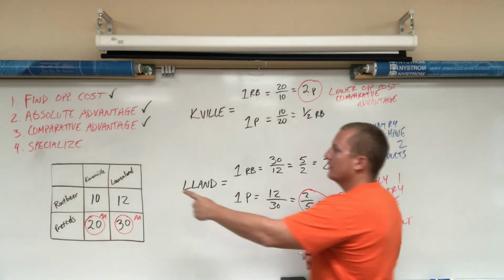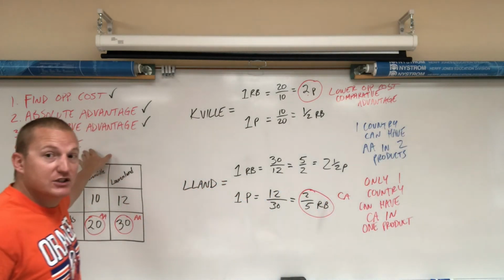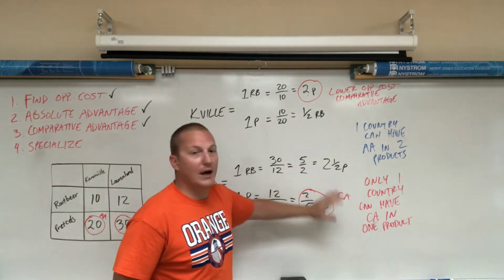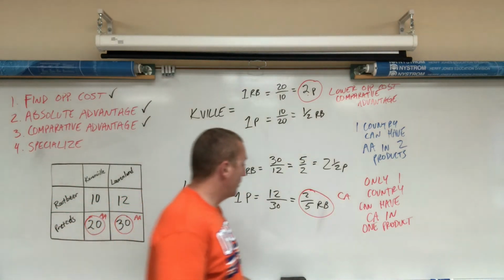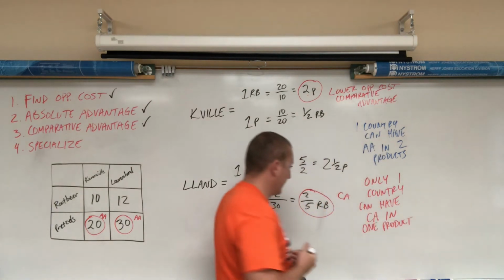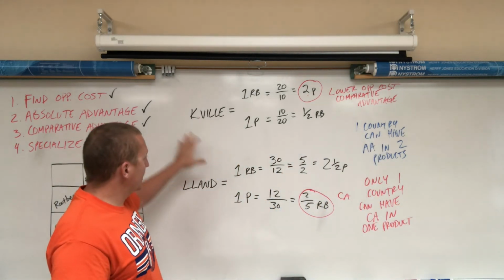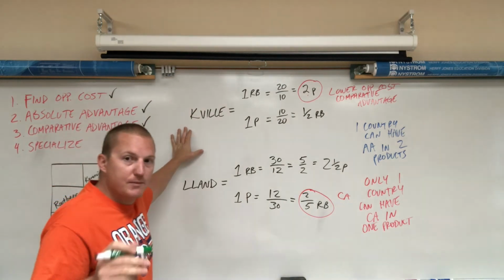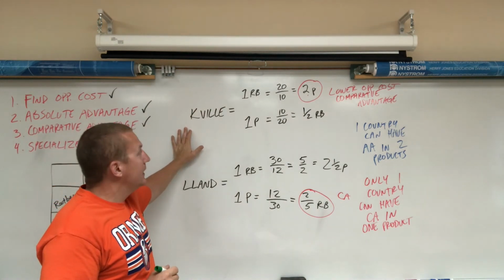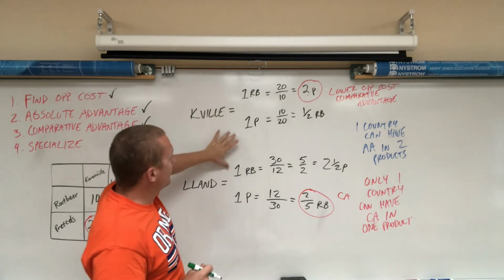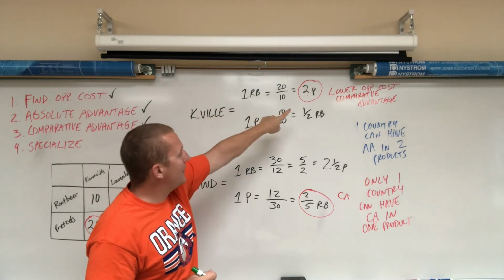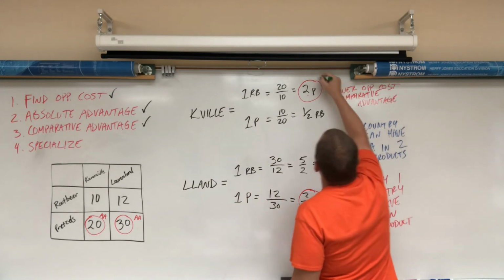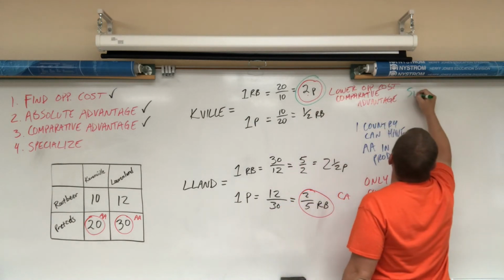So now, the last step, we're going to talk about specializing. And this is piggybacking right off of who has a comparative advantage. So I'm going to use green here. After having gone through these 3 steps, who should specialize in what product? If we look up here at root beer, we see that Caronville has a comparative advantage in root beer, so they should specialize in that.